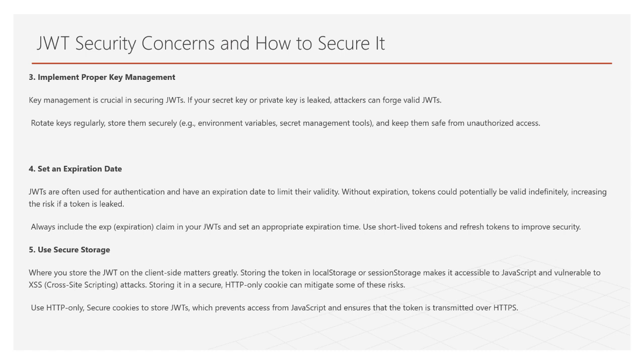Now we have to implement proper key management. It is crucial when you're implementing the security aspect of JWT. If your secret key or the private key is leaked, the attacker can forge valid tokens. So always try to rotate the keys regularly, and store them in secure places like environment variables or secret management tools. Keep them very safe.